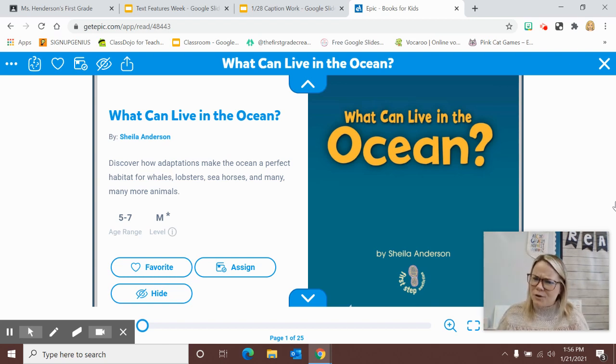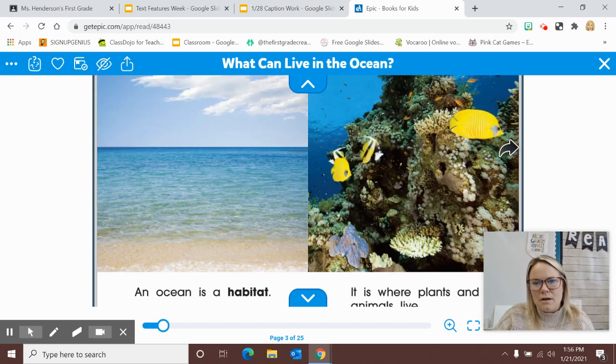Think for a minute. Think about what you might learn in this book. When I flipped to the first page, and I apologize, I must have missed it, notice there was not a table of contents. We talked about how there are times that not every book has a table of contents. But there is something on this page that I noticed. Do you see it too?